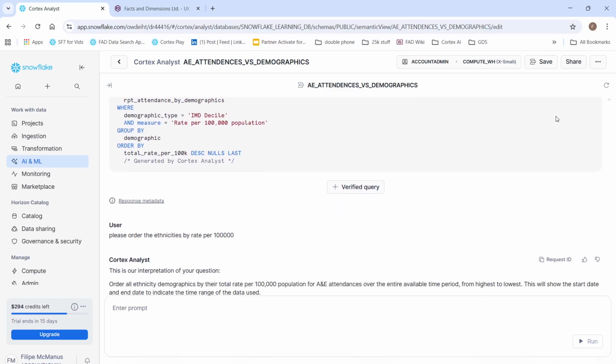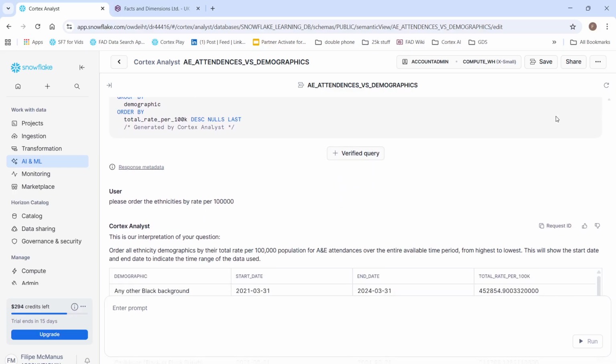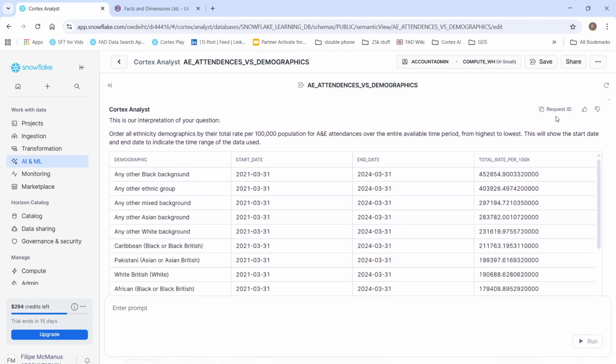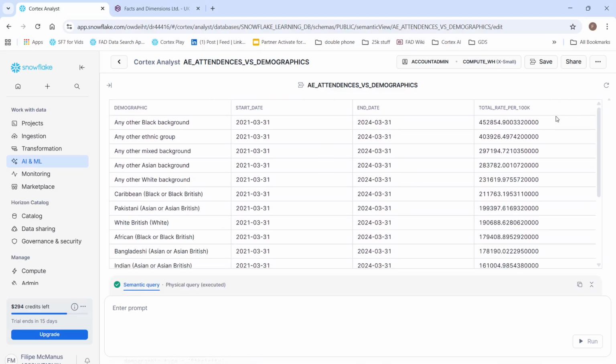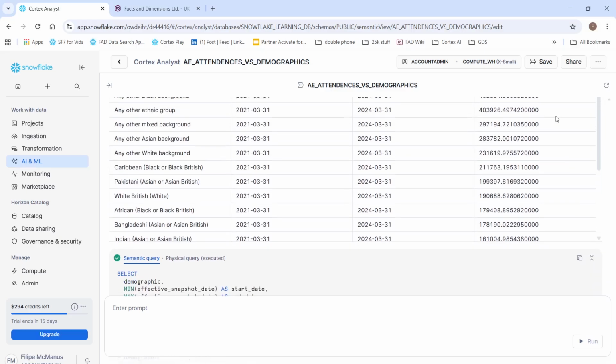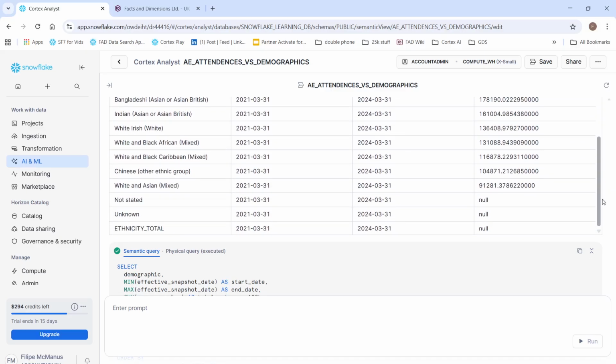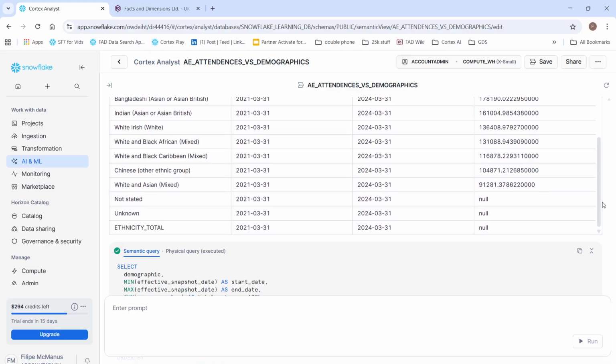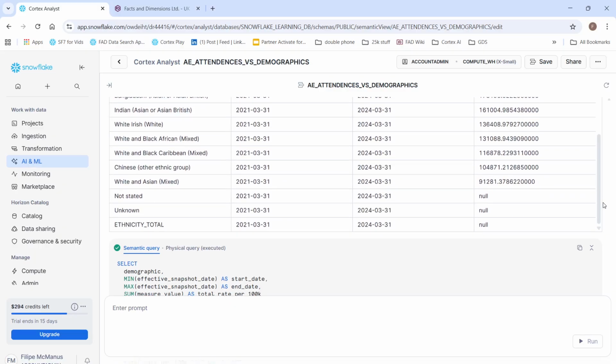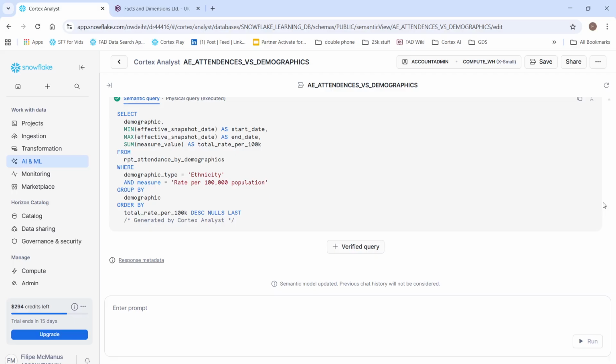I then went on to ask, please order the ethnicities by rate per 100,000. As it's got that, may as well see what difference that makes. And apparently any other black background has the highest rate per 100,000, and at the lower end it has white and Asian mixed. Make of that what you will. Yeah, that's all I asked. Now you could ask some more questions, but I think I'll stop there for this video.